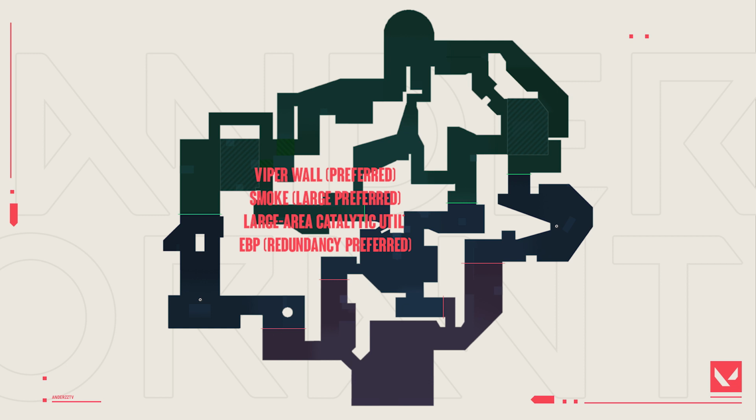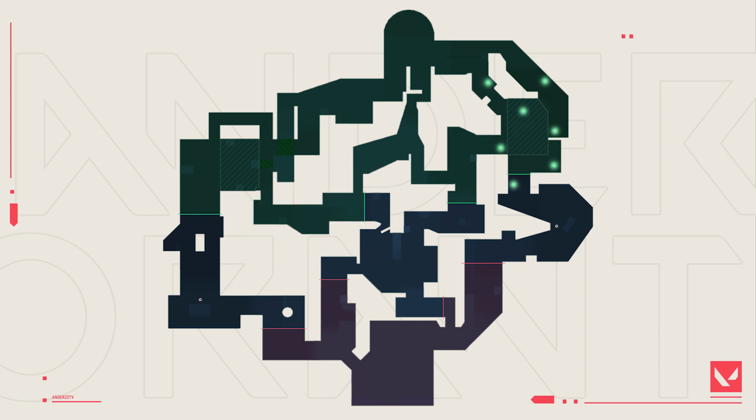It's going to be a strong preference for a Viper wall. I think that quad segmentation as opposed to triple segmentation makes a really strong case for it here. You'll need a smoke with a preference for a large one. If you're going with a small smoke, you will need large area catalytic util, and you will need EBP with redundancy preferred, as always.